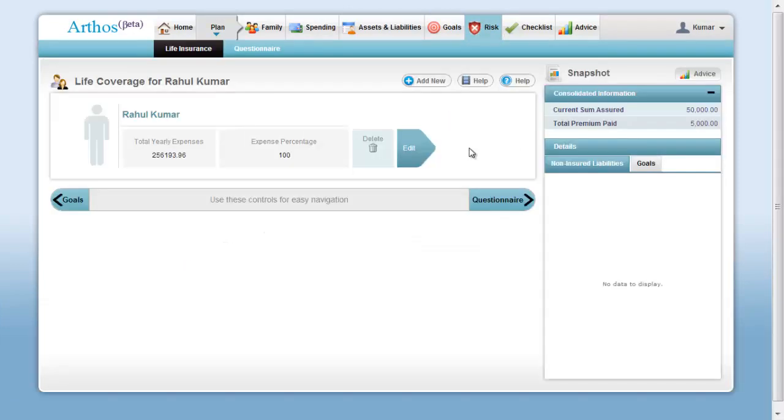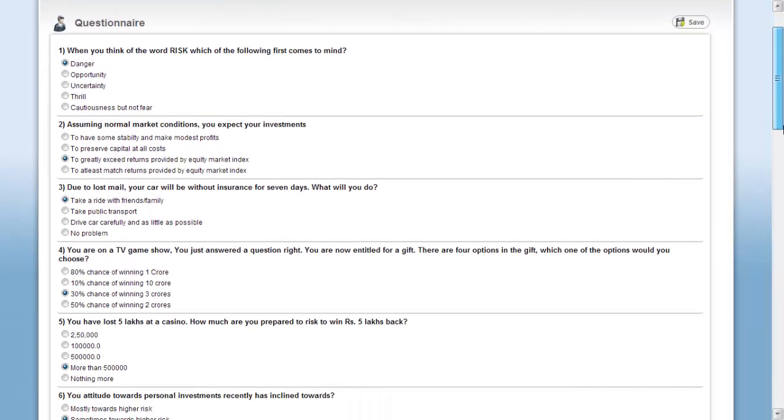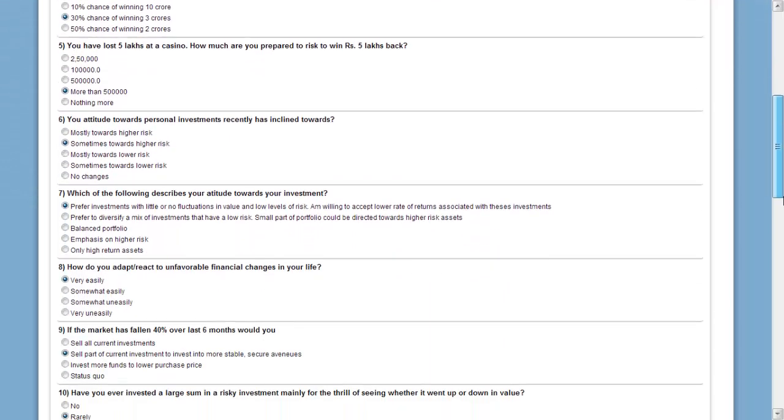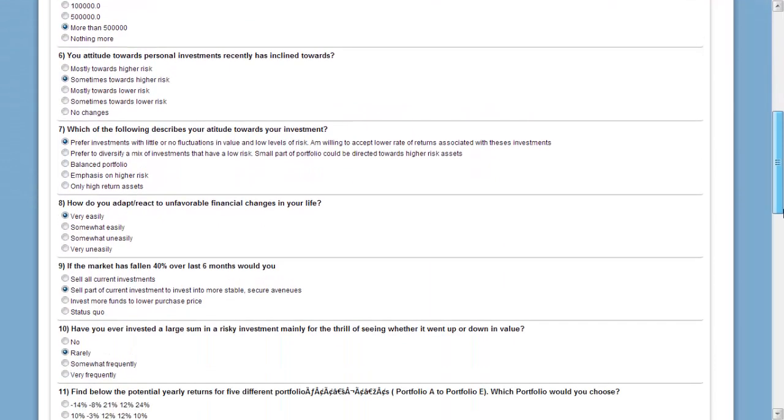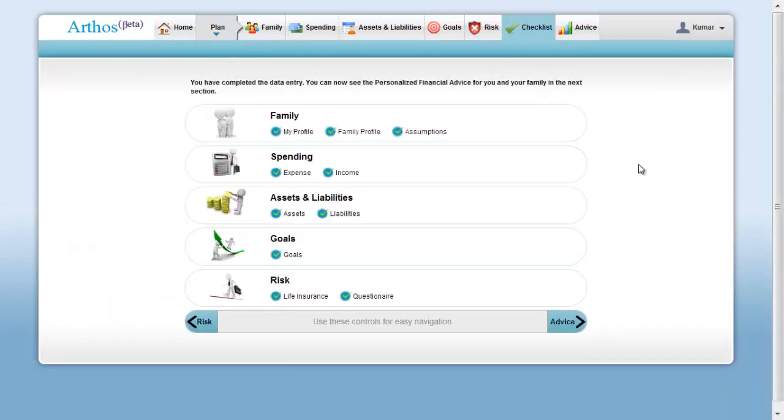In insurance, we use the expense-based method to calculate the life insurance required by you and your family. In the risk appetite questionnaire, we use behavioral finance to estimate and arrive at a risk appetite for you. Once you have completed filling all these sections, you are ready to look at your own customized financial plan.